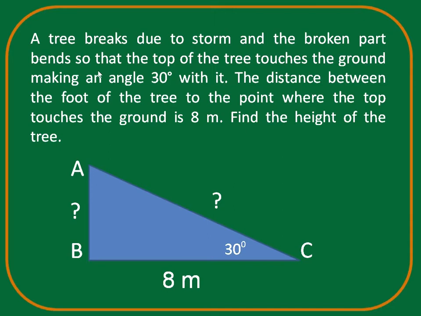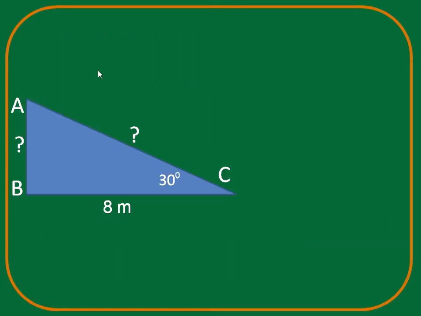And the distance from the foot of the tree to the point where the tree touches the ground, that is BC, is 8 meters. Here it comes. I think the diagram is clear to you.